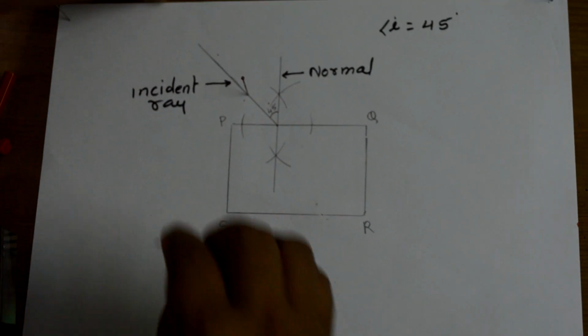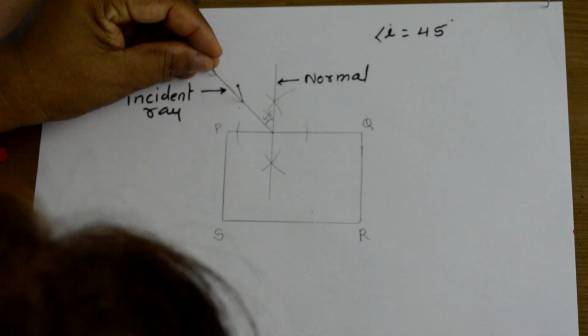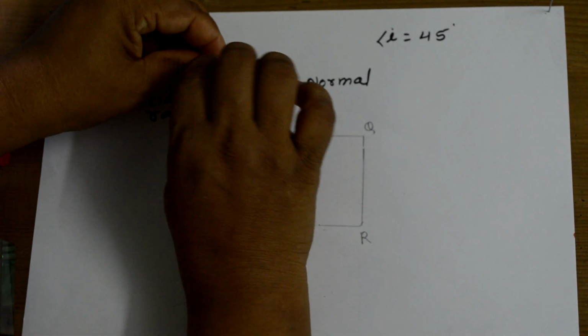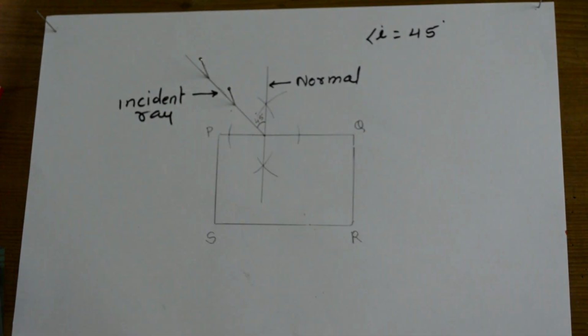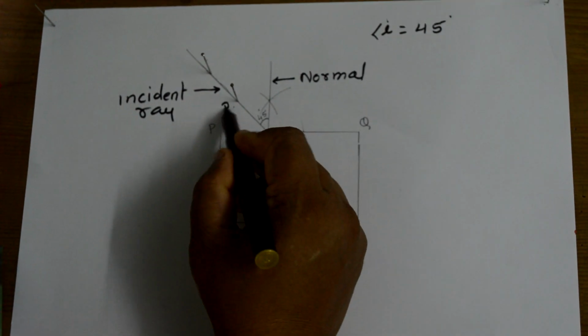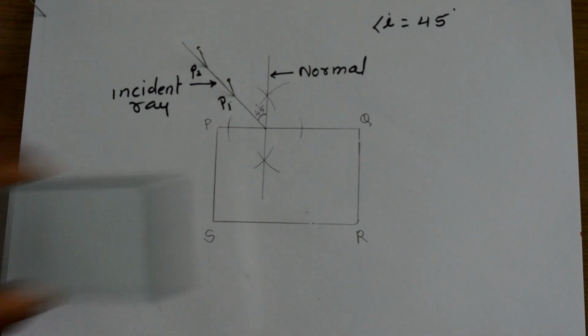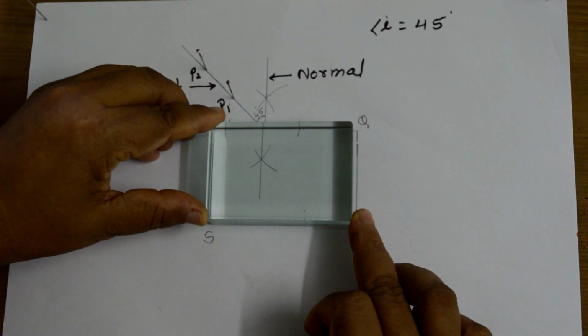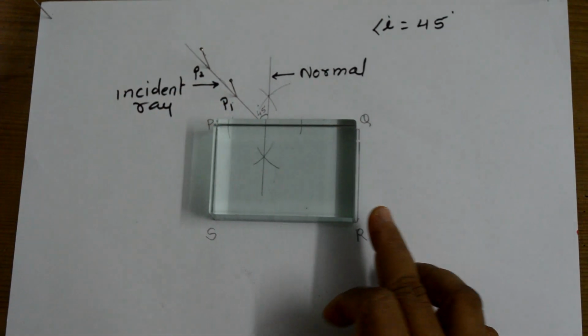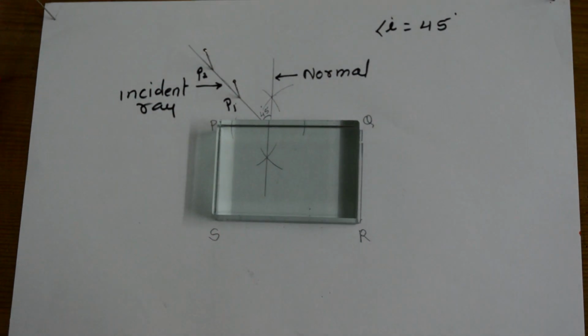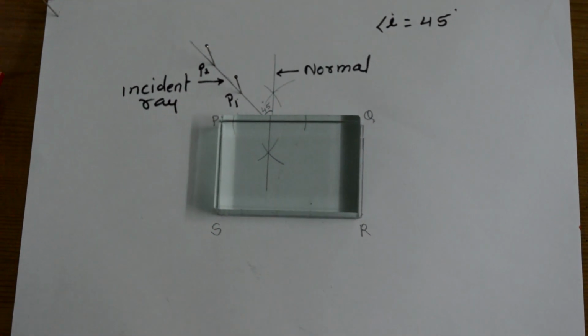Pin 1 and pin 2. Label it again, pin 1, pin 2. Keep the glass slab on its place and fix the pin 3 and pin 4 as you did for 30 degree angle.